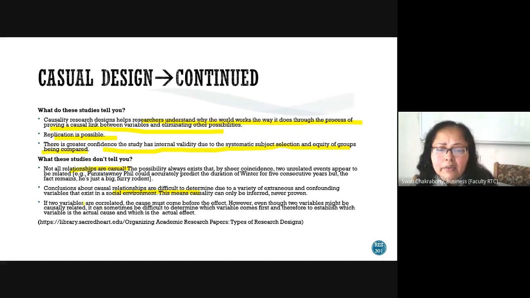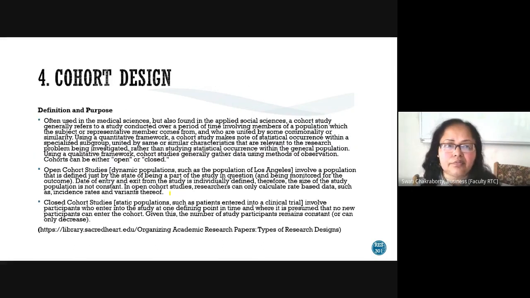If two variables are related, the cause should come before the effect. But sometimes it becomes very difficult to understand which variable comes first, and so it's very difficult to find out which is the actual cause and which is the actual effect.